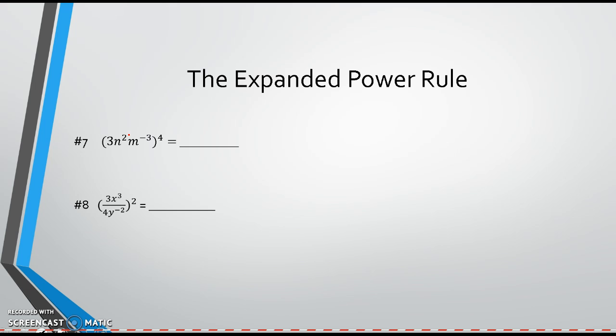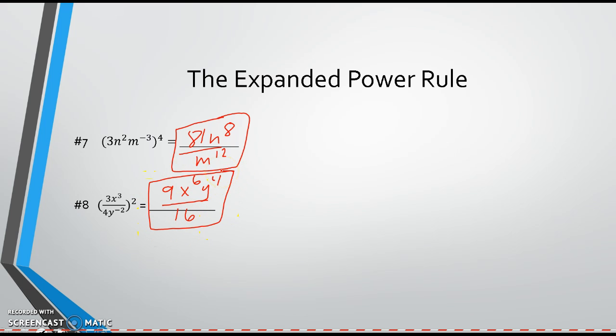So if you had, for number 7, 3n squared m to the negative 3rd to the 4th, that whole thing would simplify to, let's see, 81, and then it's going to be n to the 8th over m to the 12th would be our final answer. Now there's a couple of steps that we can get to from there, and then the number 8, if you had this as your final answer, you would be correct. This is going to be 9 x to the 6th y to the 4th over 16 would be your final answer. So here's how this works.